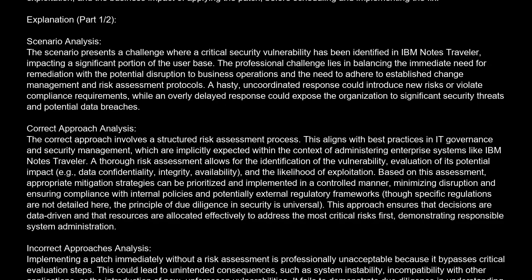The correct answer is D. Conduct a comprehensive risk assessment to evaluate the potential impact of the vulnerability, the likelihood of exploitation, and the business impact of applying the patch, before scheduling and implementing the fix.